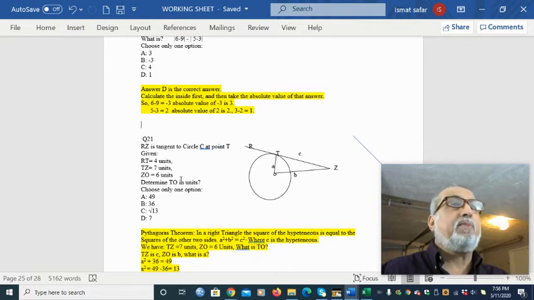We have a new video today about Pythagoras theorem. Everybody has heard about the Pythagoras theorem. Okay, a squared plus b squared equals c squared, where c is the hypotenuse. C is the hypotenuse.